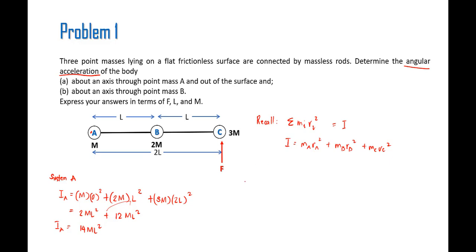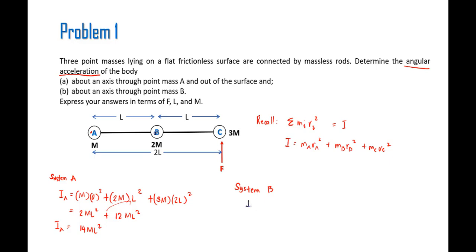Okay, now for system B, we have to use this equation also since it is the same system, only that the axis of rotation is through point B this time. So it is through point B. So here is our axis. The system will rotate about this point. Okay, so if we push this with force F, it will rotate about this axis through B.